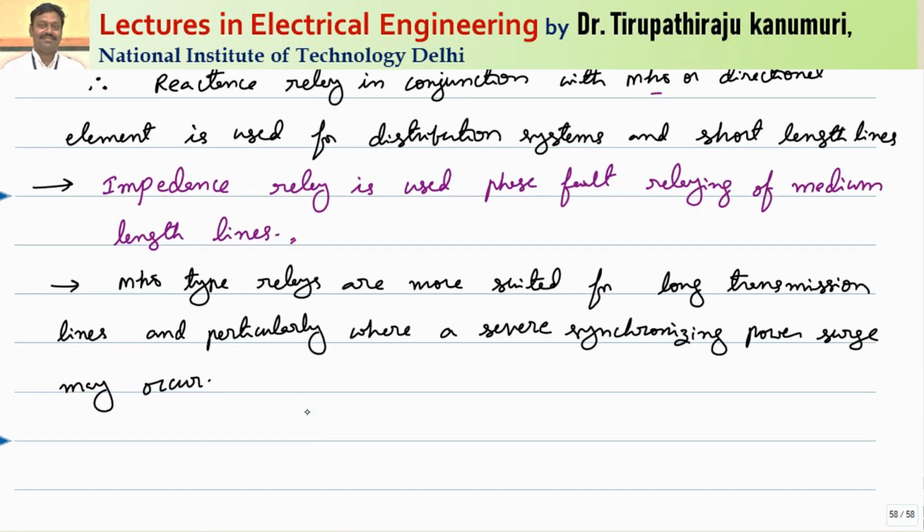And if your length is more, then we go for the mho type relays, because they are more suited. The reason is they can withstand severe synchronizing power surges, and they have the directionality feature. That's why the mho relay is used for long transmission lines, and even for medium transmission lines, the mho relay is preferred over the impedance relay. The compromise between these two, which type of relay should be used, depends on the arc resistance compared to the impedance of your transmission line. If the impedance of your line is more compared to the arc resistance, then we can go for the mho type relay. Otherwise, the impedance relay is preferred for medium transmission lines.